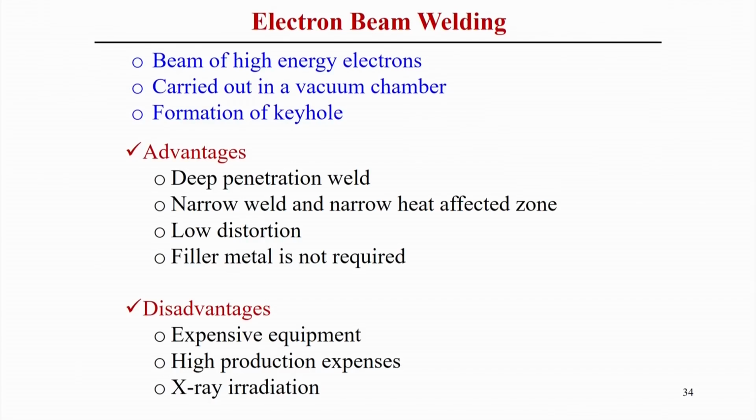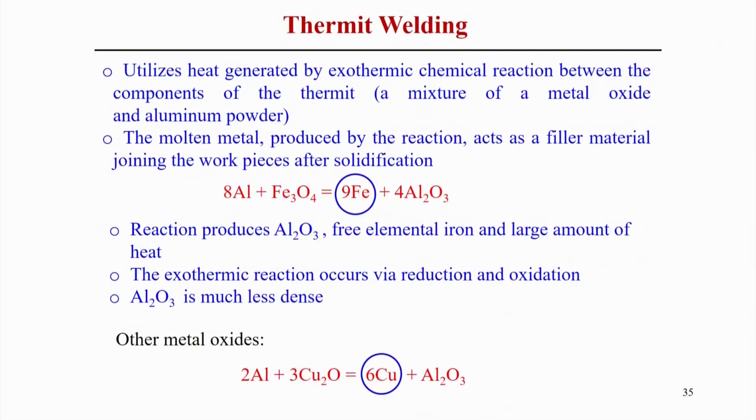So, apart from this disadvantage, in general electron beam welding is normally preferred when there is a requirement of high precision, by compromising on the cost of this welding process.